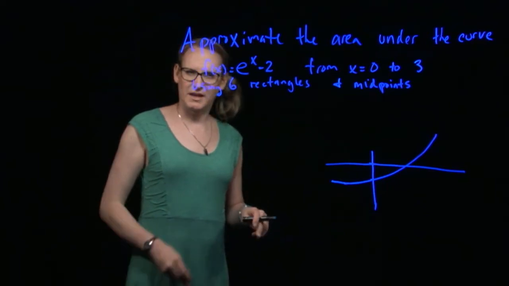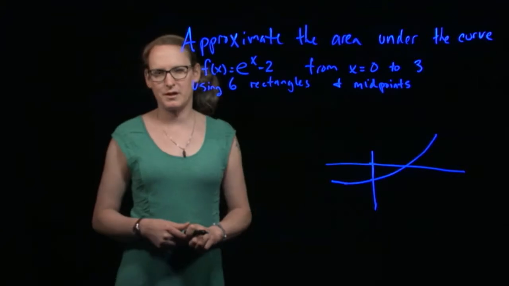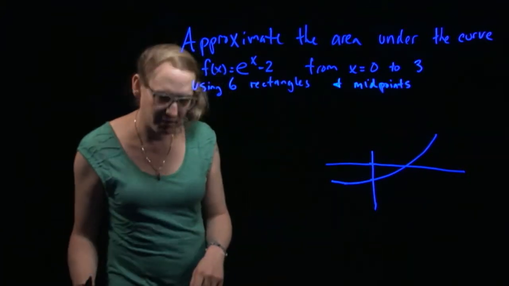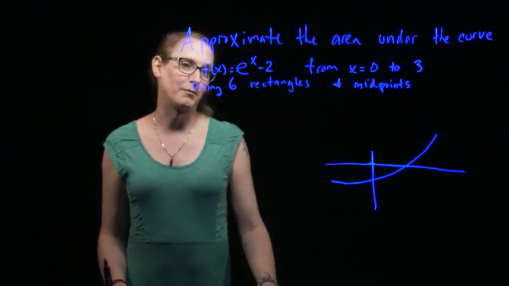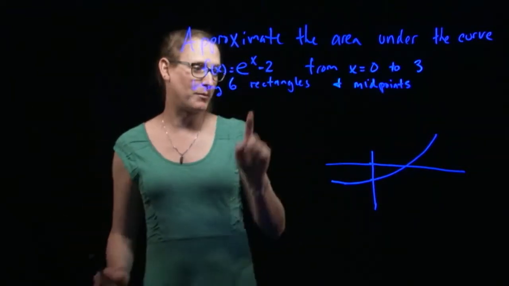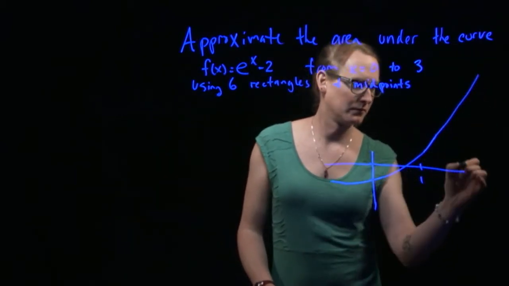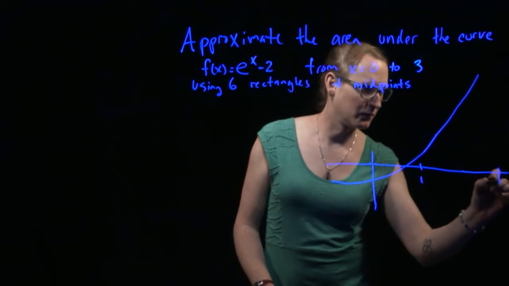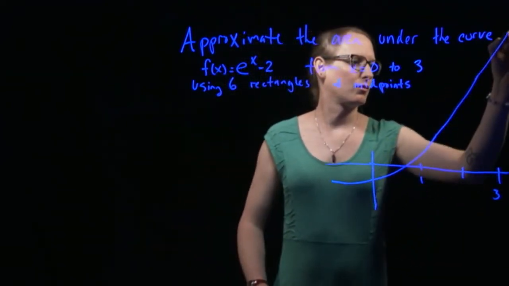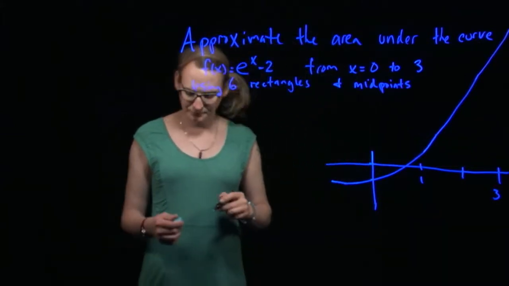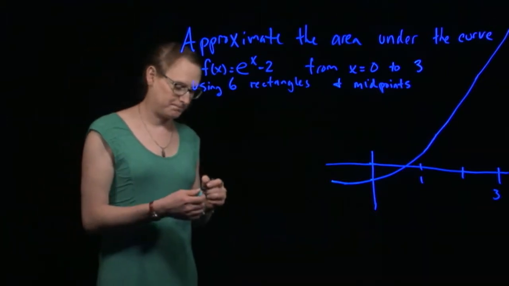Now, I know that e is the number 2.72, I think. I don't remember. I don't have the number memorized. So e to the 1 should be positive. So 1 should be over here. There we go. Ooh, it's going to be tall, some tall rectangles. I don't know how perfect this picture is. Let's take it with a grain of salt.